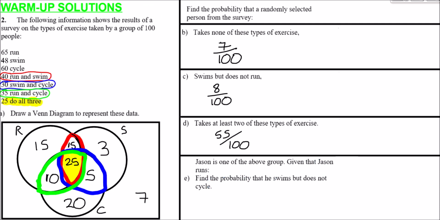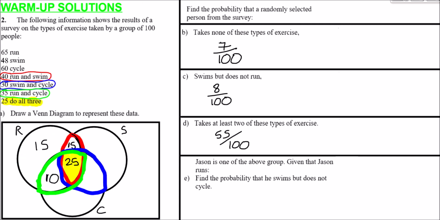So we know he runs. So how many people run? Well, based off the fact we're told that he runs, we know that he's not going to do anything which is outside of this R circle. So at this stage here, we can ignore the 7. He's not going to be one of those 3 people. He's not going to be one of these 5. And he's certainly not going to be someone that just cycles. So he's going to have to live somewhere in this R circle.